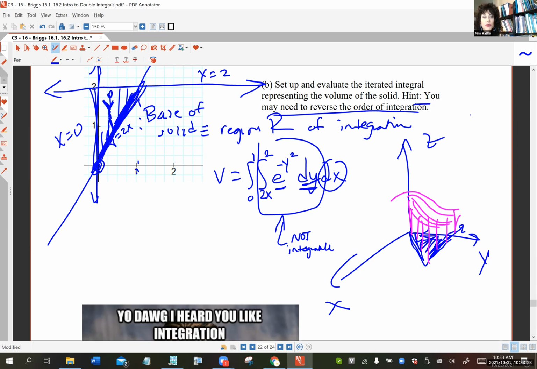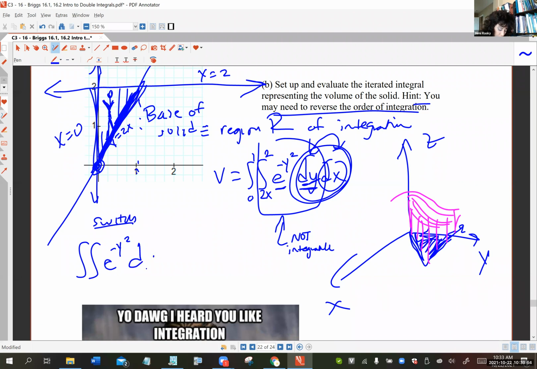Because I claim if we can reverse the order of integration and integrate dx dy instead, it will be integrable. Because then the dx will be the variable of integration for the inner integral, and the e to the negative y squared will be essentially constant. So let's switch. You're still going to have your capping surface. That hasn't changed. It's still e to the negative y squared, but your order of integration will be dx dy instead.